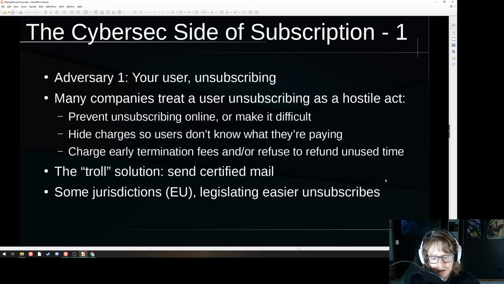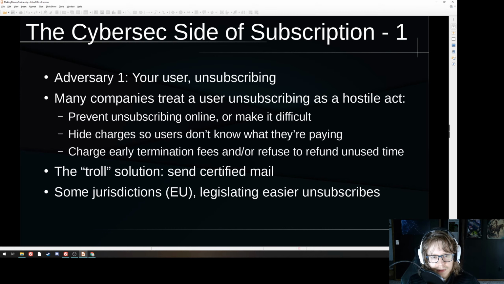Digital services are no better. Many companies treat users unsubscribing as a hostile act and make it increasingly or incredibly difficult. They might make it even impossible to do on the internet, forcing you to go to snail mail or something. So if you can prevent unsubscribing, I guess the logic is that people will just keep paying. I don't know how frustrating your users into staying is really a sustainable business model, but it seems to work because so many people do it.